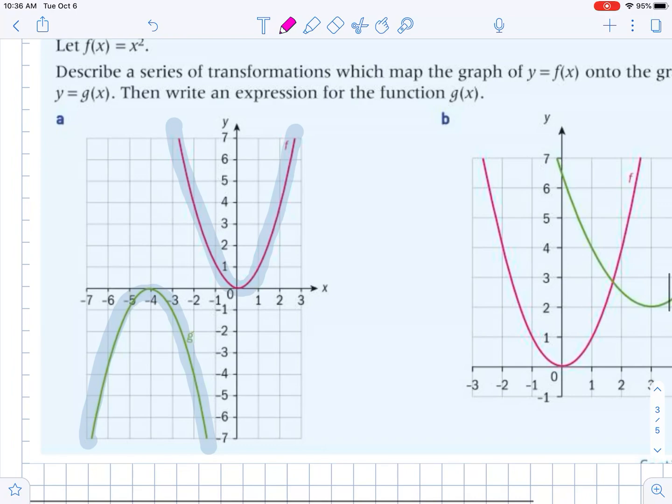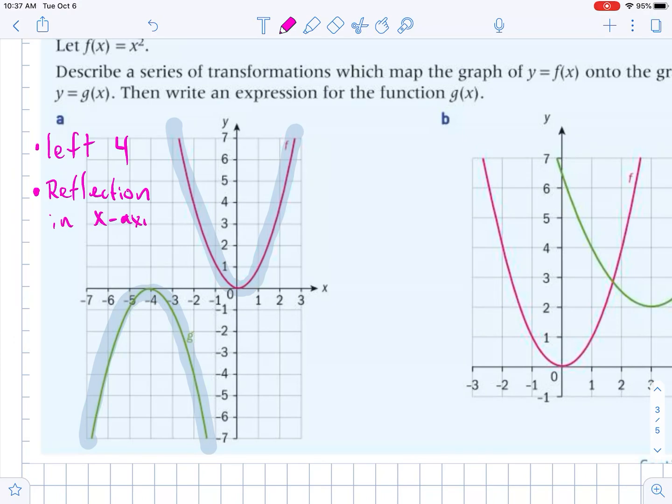Well, when I look at this one right here, I see that it got a horizontal translation to the left of 4, so left 4, and a reflection in the x-axis. So if I start to write this equation, g of x, it's going to be flipped upside down, so there's a negative on the outside of the function, but then inside the function it went to the left 4.